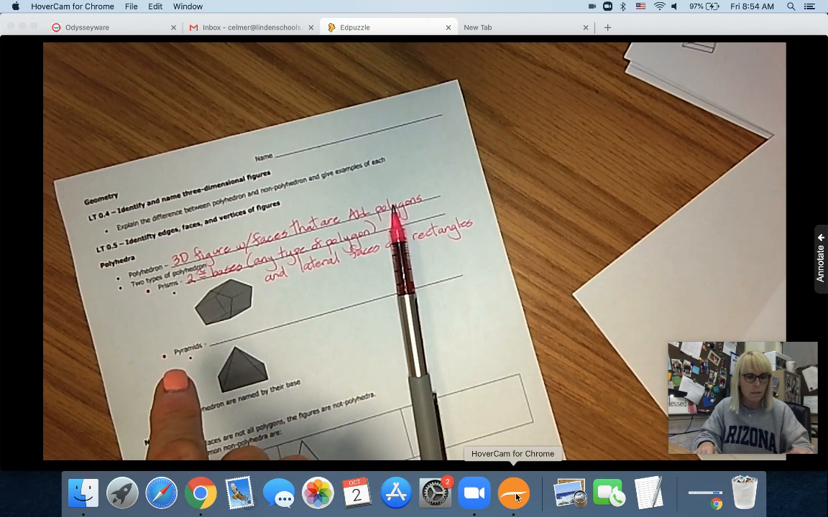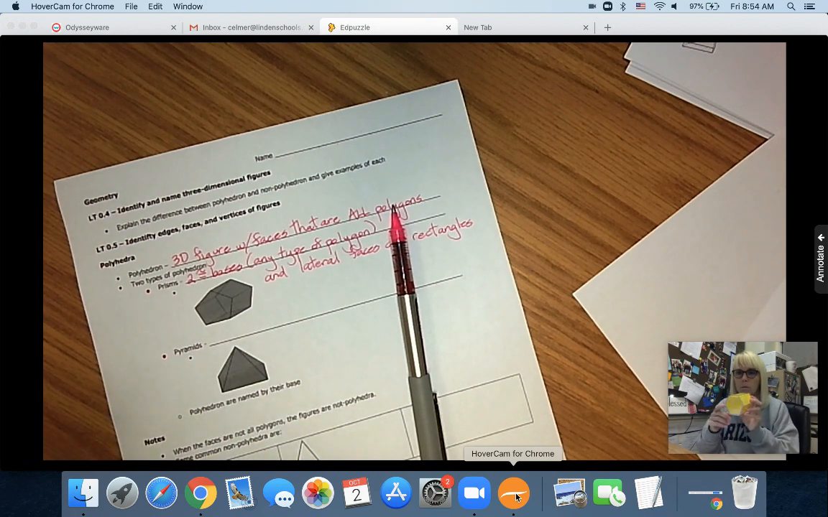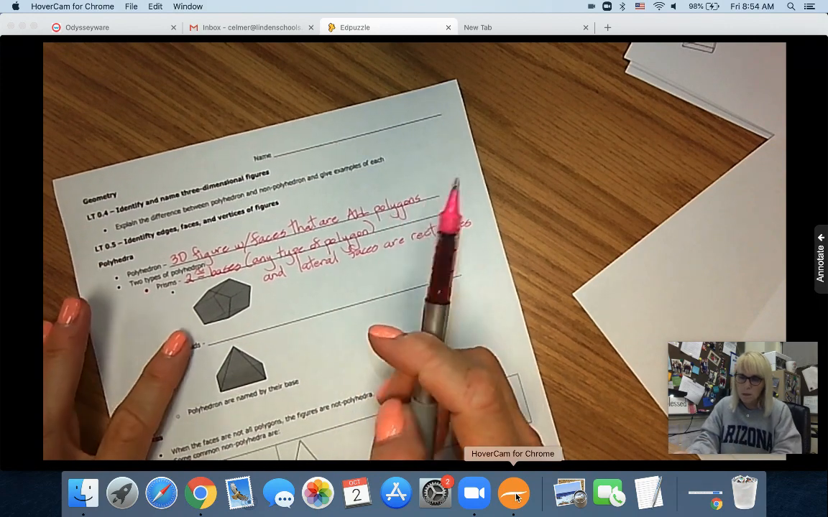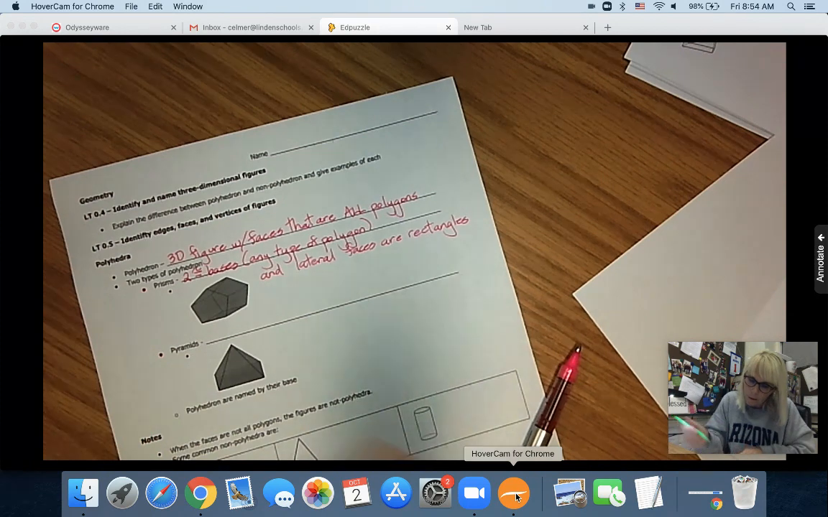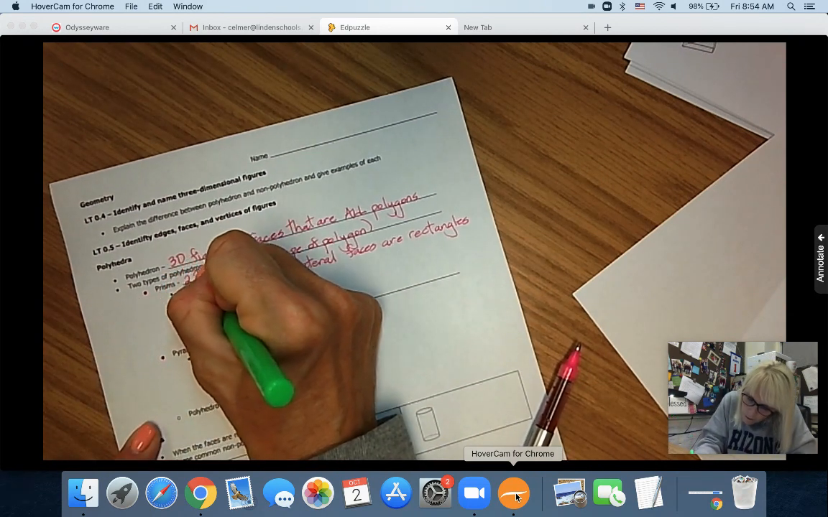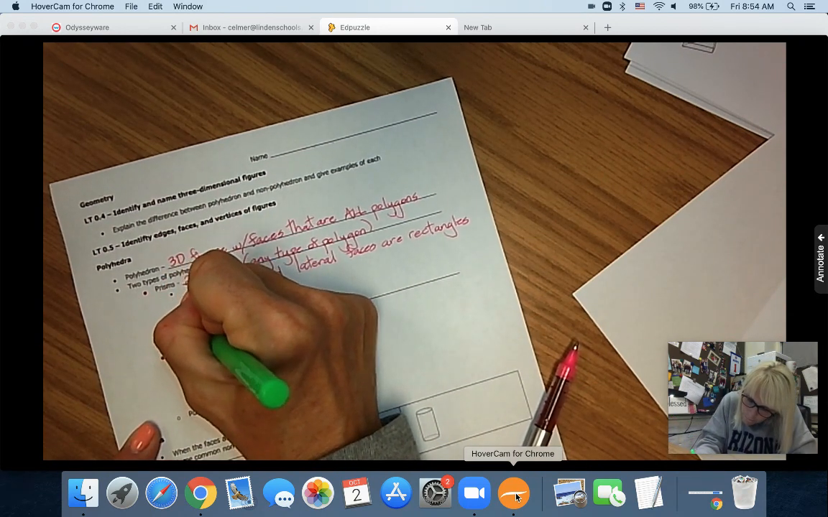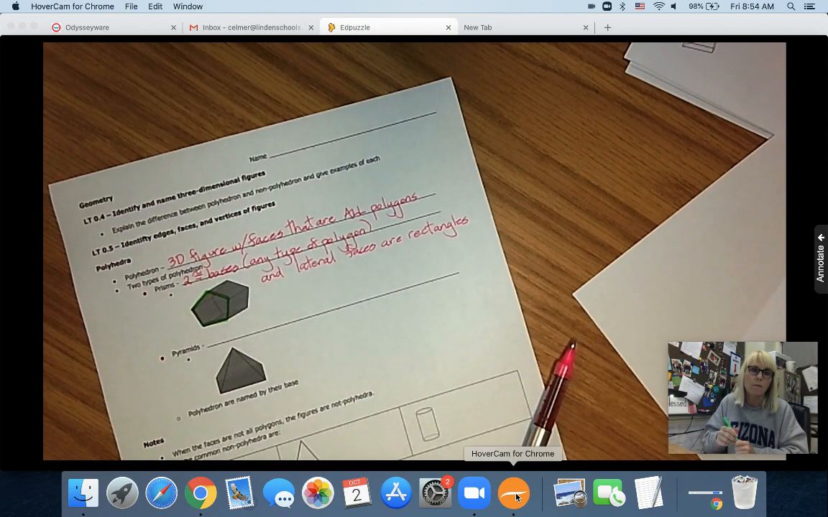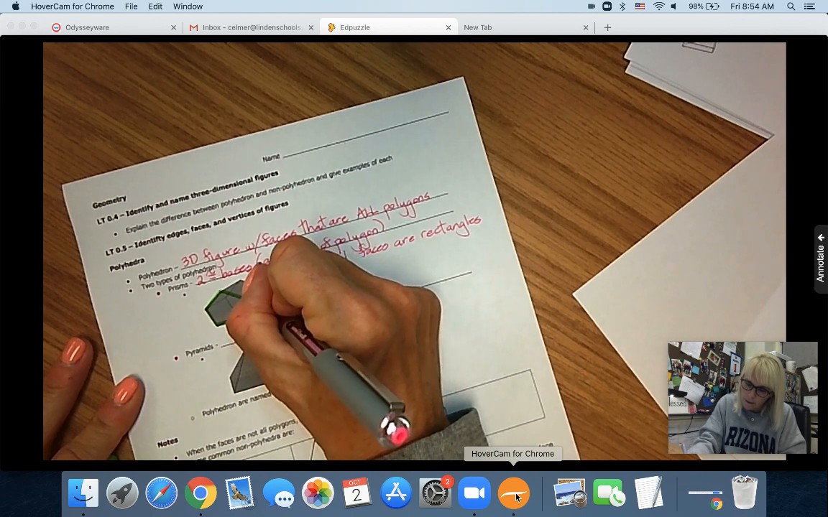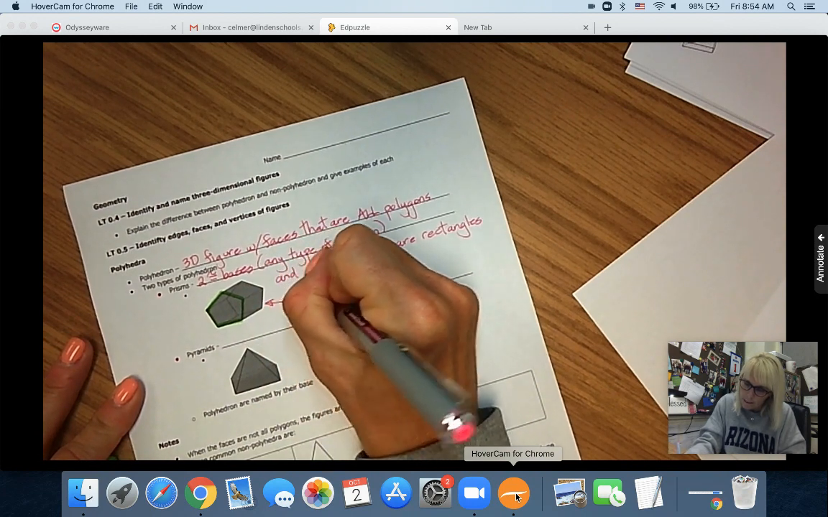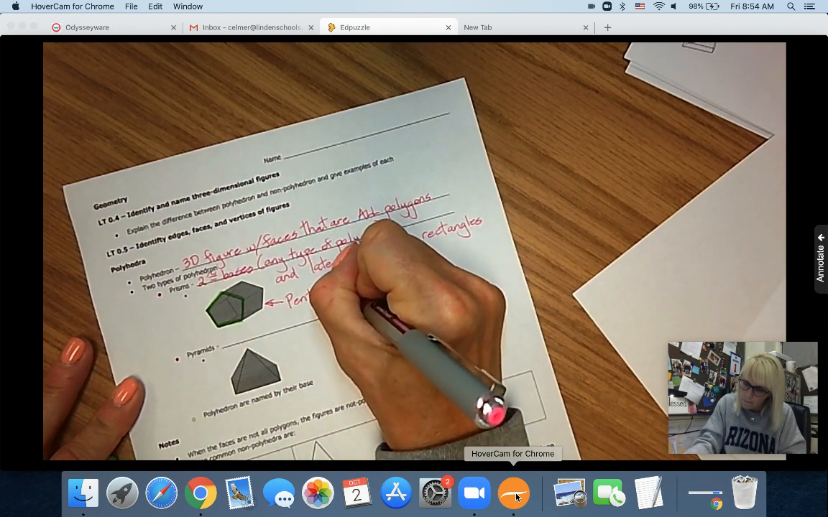So in this case, this would be a hexagonal prism. This would be a triangular prism. So looking at this example here on my paper, my base is what I'm outlining in green right now. And my base has 5 sides, so I would call this a pentagonal prism.